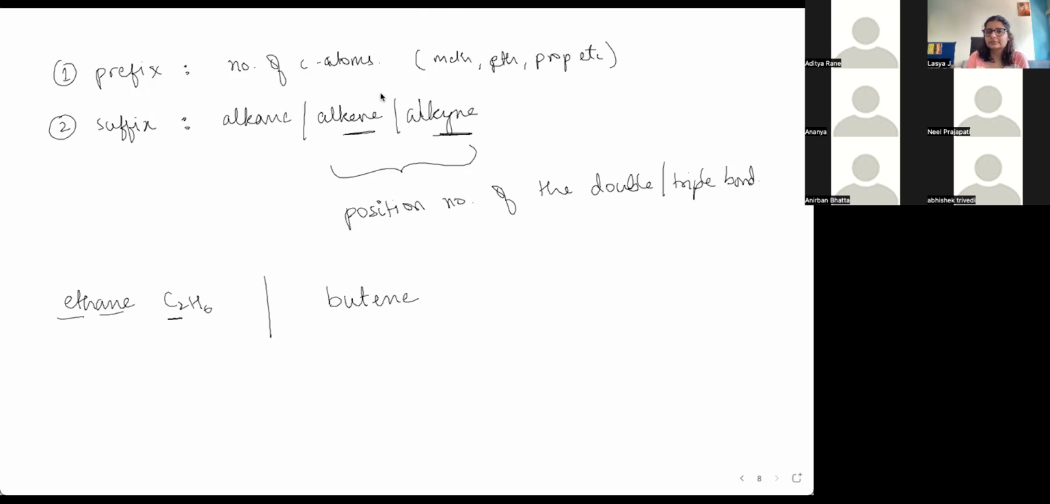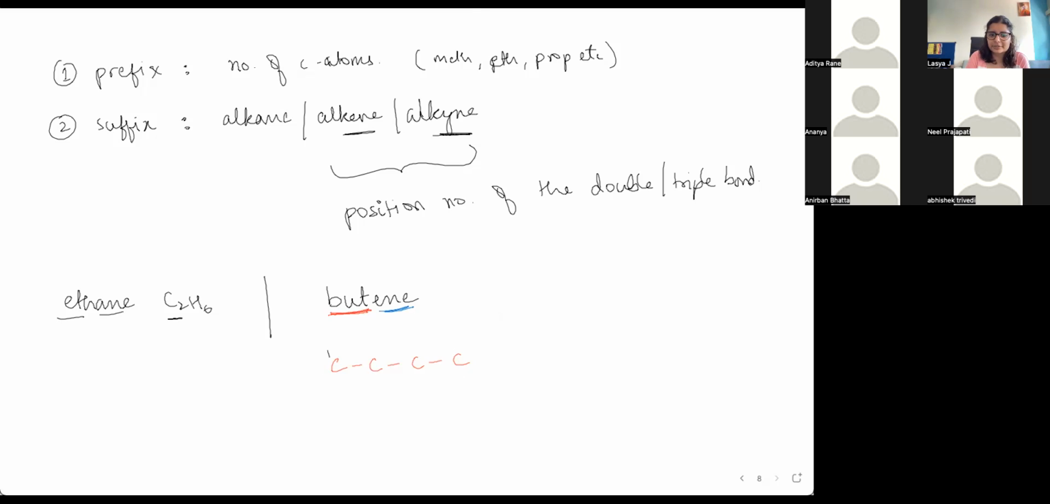4 carbon and it is an alkene group. Yes. But, meaning your prefix gives you the number of carbon atoms. So "but" tells me there are 4 carbon atoms. "Ene" tells me that there is a double bond here. The rest of it is all hydrogens.